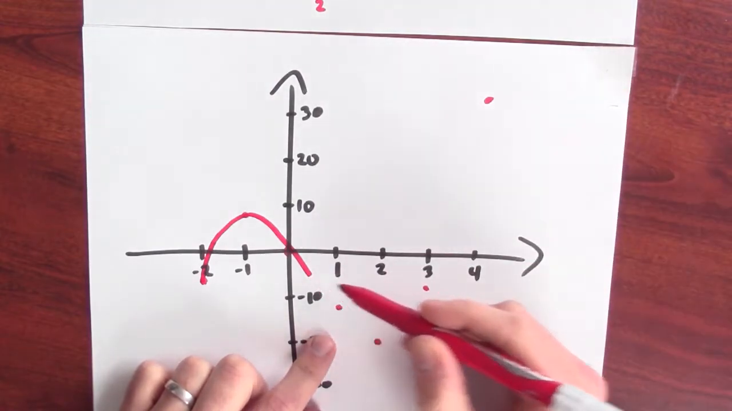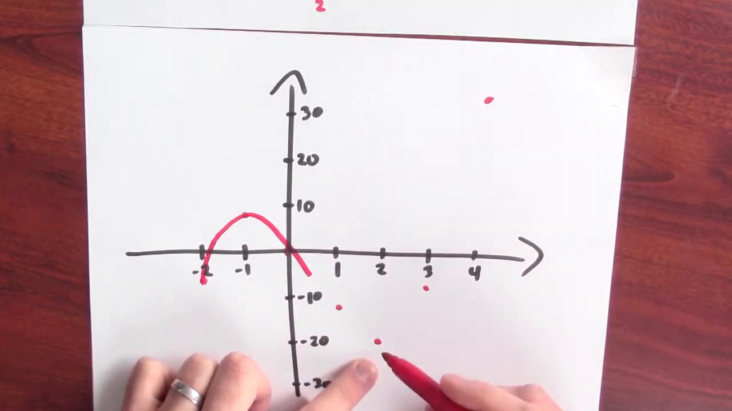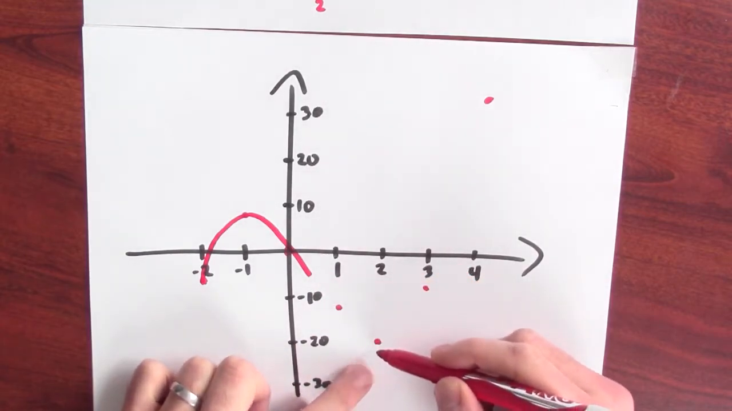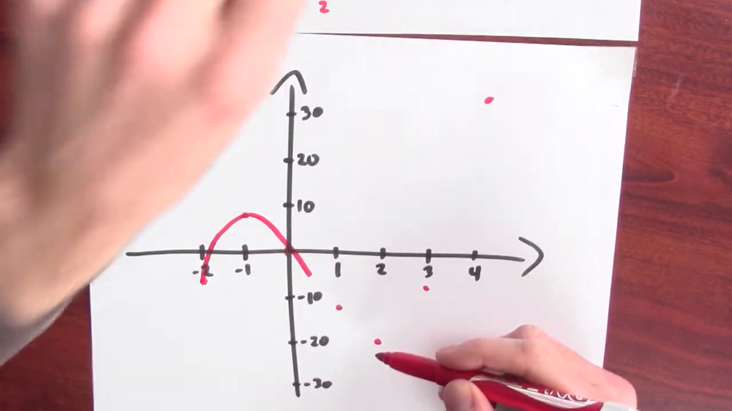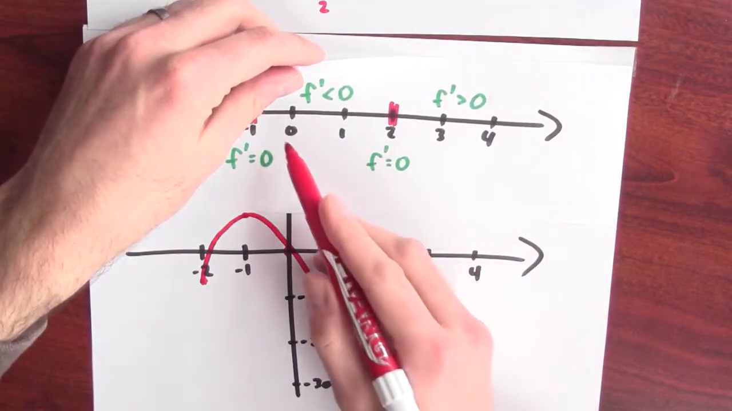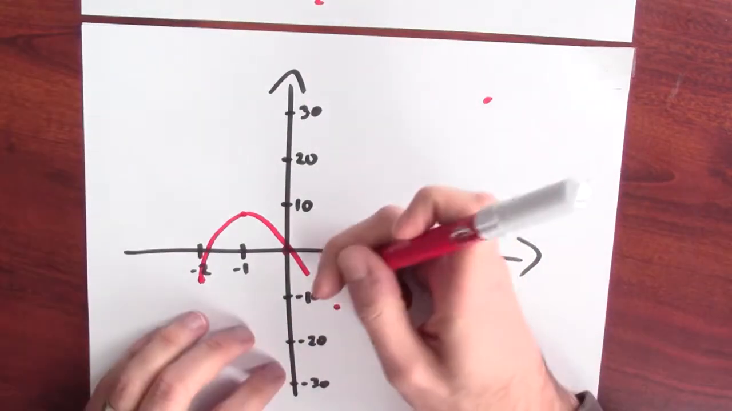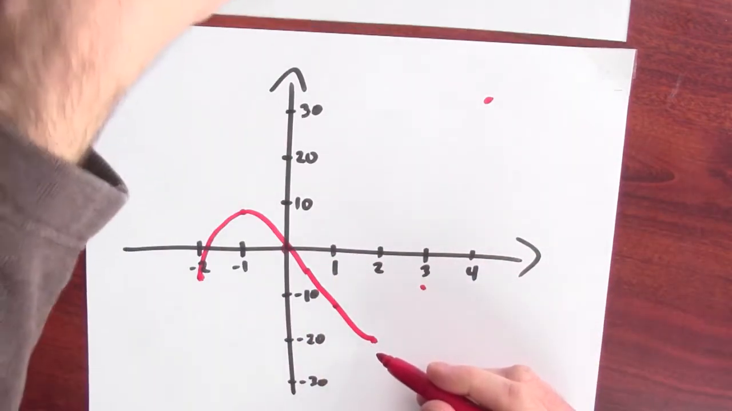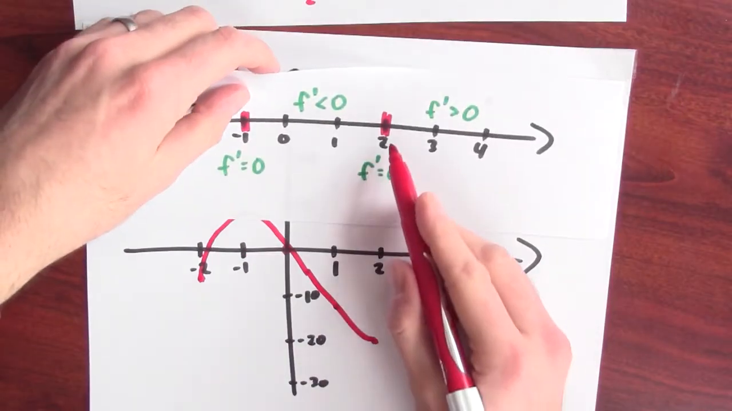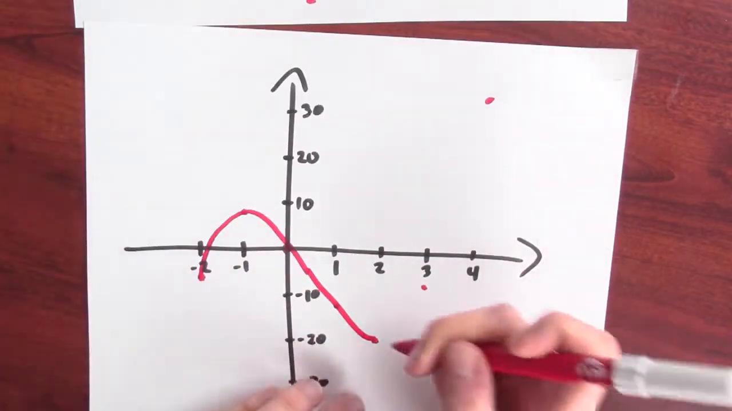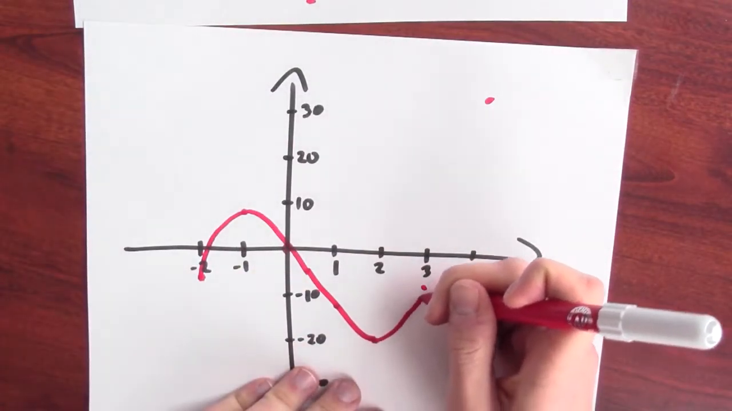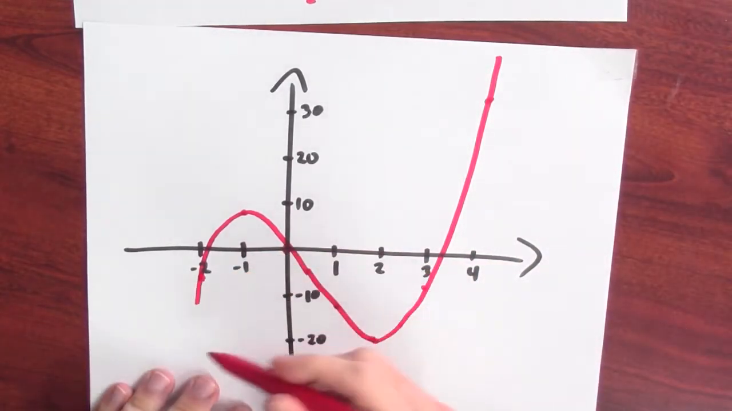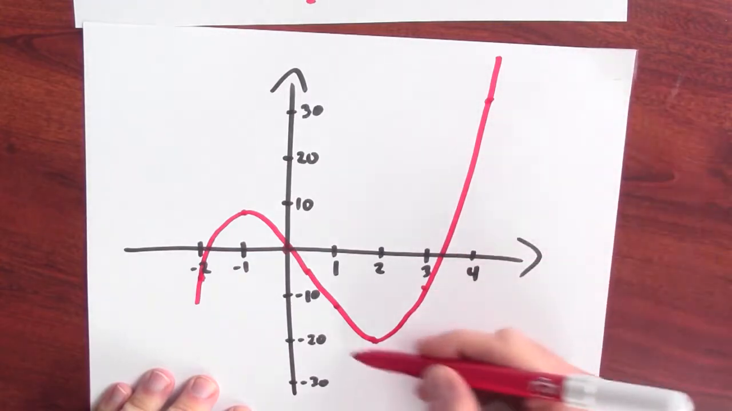There's an inflection point here when x equals 1/2, and this point over here is a local minimum. The function's decreasing, by looking at the sign of the first derivative, until I get to 2. And then when I get to 2, the first derivative tells me the function's increasing. So there we go. I've drawn a graph of my function.